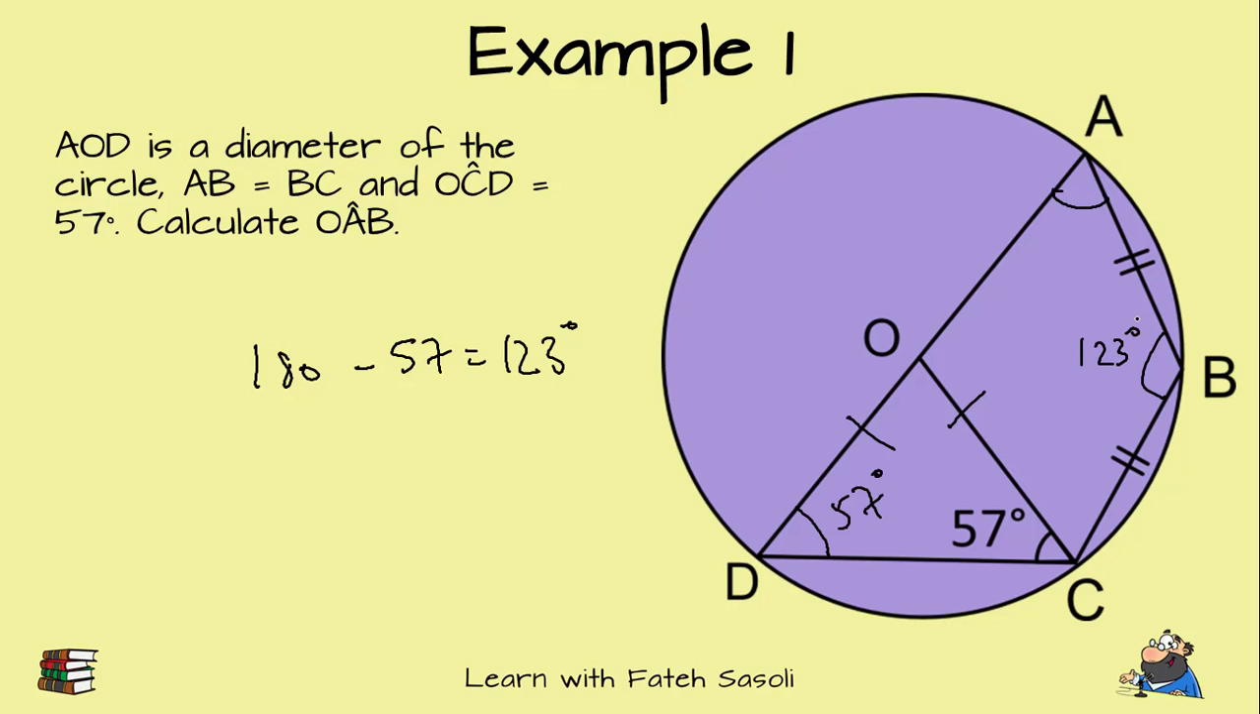And since line AB and line BC arise from this point and they're equal, all we have to do is divide 123 degrees by 2 and the answer we'll get is 61.5 degrees each. So angle A and angle C over here are both 61.